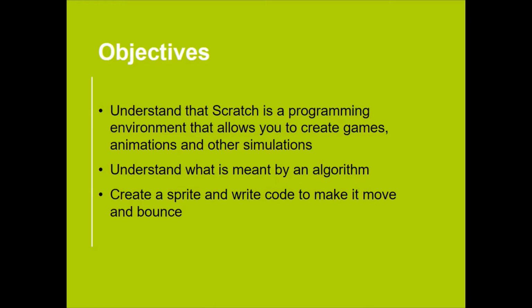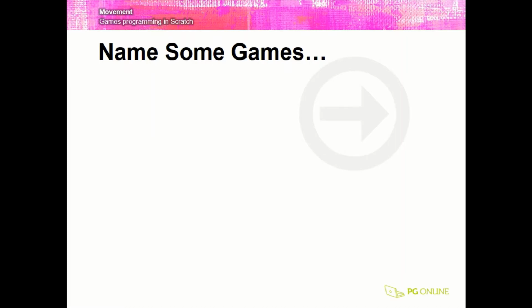We're also going to understand today what is meant by an algorithm. I'm sure you've all heard of an algorithm, but really we need to know exactly what that is. And then finally today you're hopefully going to get a sprite up on your screen, write a bit of code to make it move around and bounce. And those of you that are a little bit more able with this might take it a little bit further, but more on that in a moment. So, cracking on.